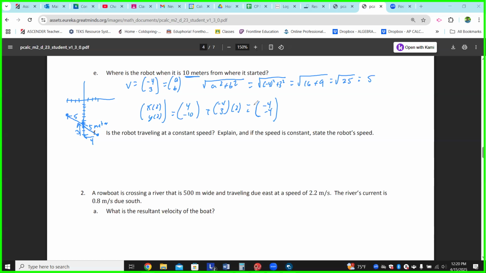But if you're like me, poor drawing, but you know it's going to take 2 seconds to get 10 meters away, you can do it that way as well. We good with this?